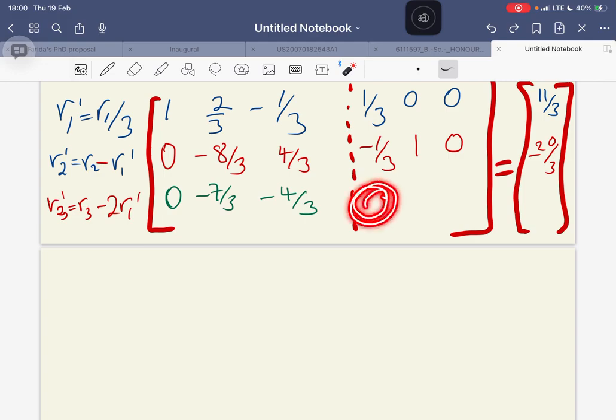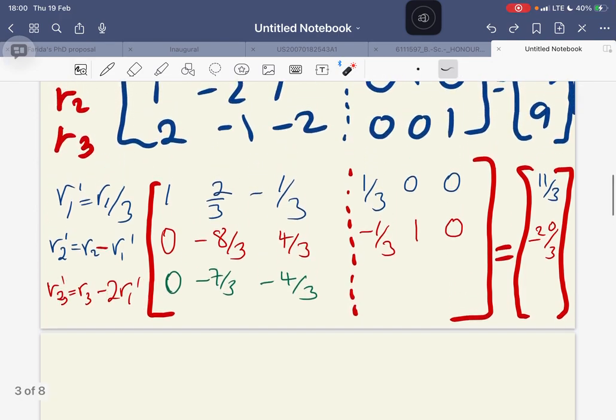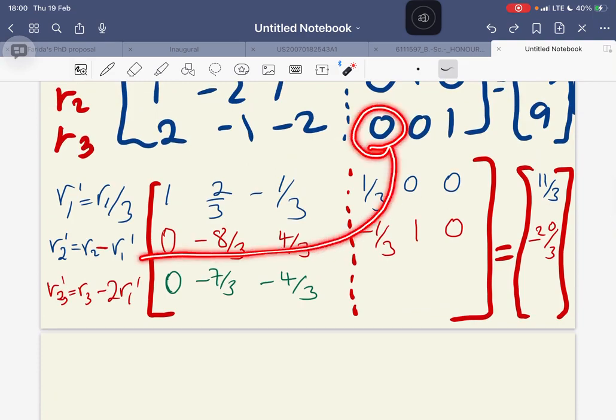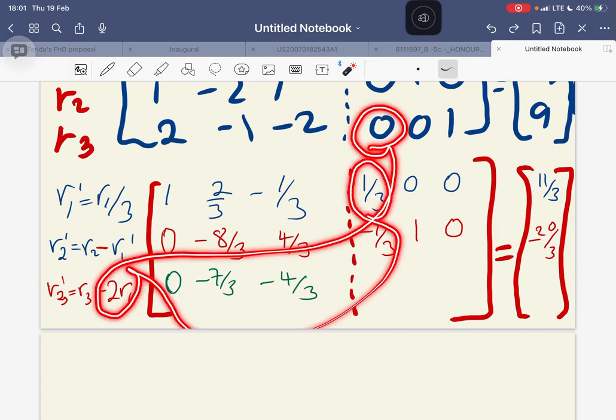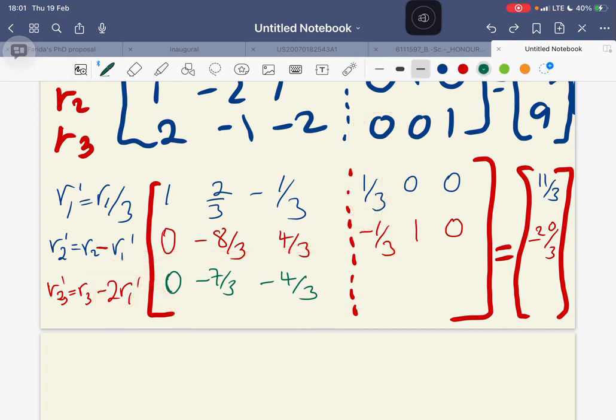We are here now, so we are to evaluate this section, right? So we are going to make use of this to do that. So we go to row 3. Where is our row 3? Our row 3 is 0. So 0 minus 2 times row 1. So we are going to have 0 minus 2 times row 1 prime, which is 1 over 3. So our result here is 2 minus 2 over 3.